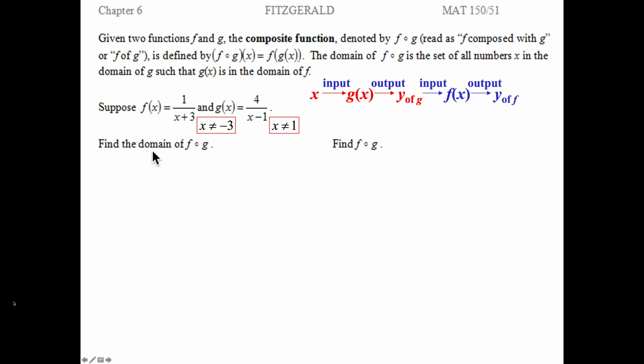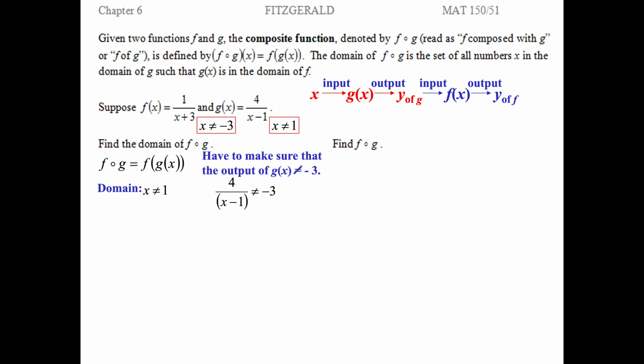So if I'm going to ask you to find the domain of f of g, that means g of x is the inner function. That means this domain restriction definitely goes with it. That's there no matter what, because that's the x you start with in the inner function. Now here comes the tricky part. The second part is your outer function has a domain restriction. x can't be equal to negative 3. So you have to guarantee that the whole entire g of x function is never going to be equal to that negative 3. So we take the 4 over x minus 1, set it not equal to negative 3, and then we're going to solve this.